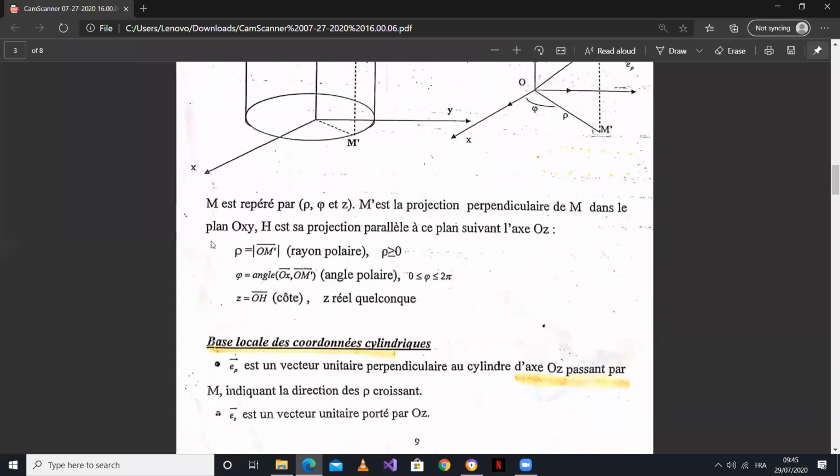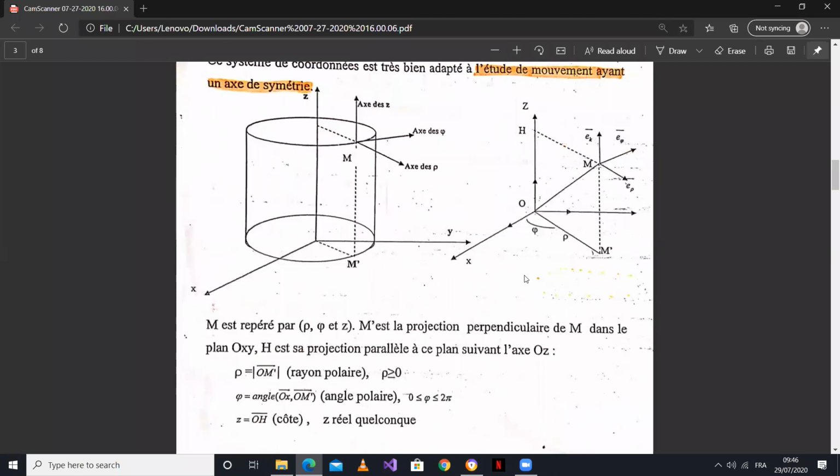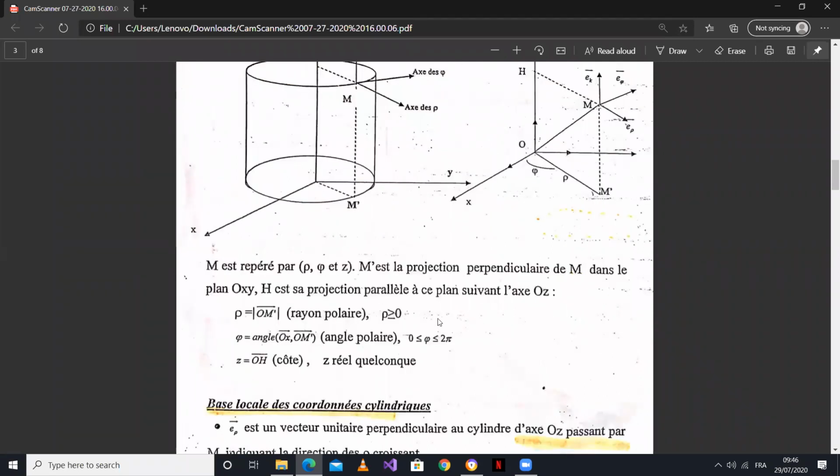So we have rho is equal to OM prime. As I told you, it's telling us the distance from the origin to that point there, M prime. So rho is equal to OM prime, its magnitude. It's telling you that rho itself is not a vector, it's a scalar. It's just the distance from the origin O to this point M prime, which is a projection of M. Take care. It's not a vector, and it's positive, greater than or equal to 0.